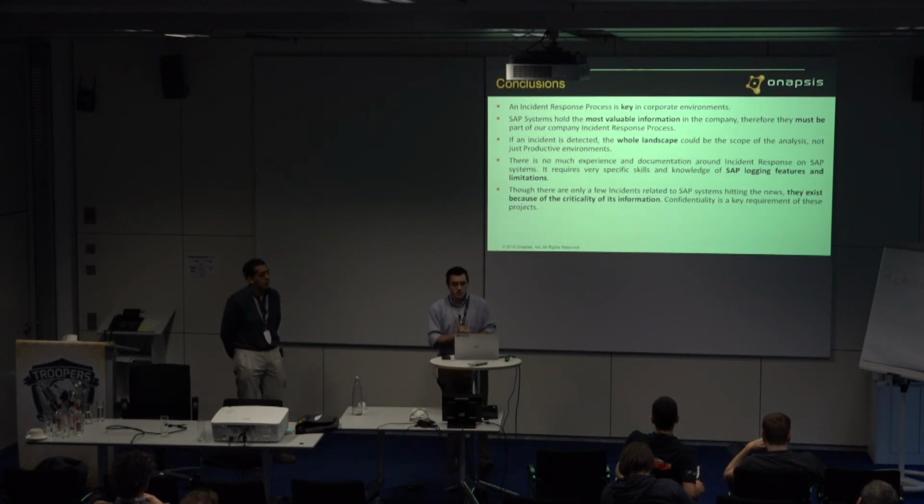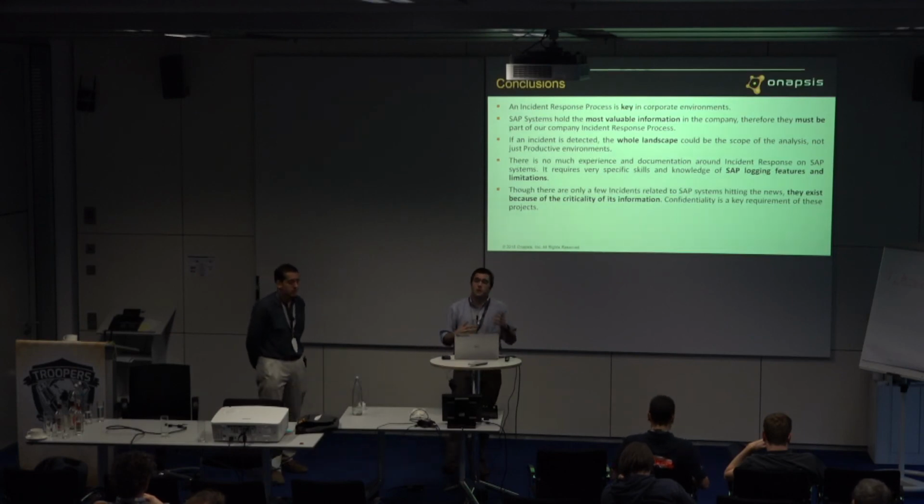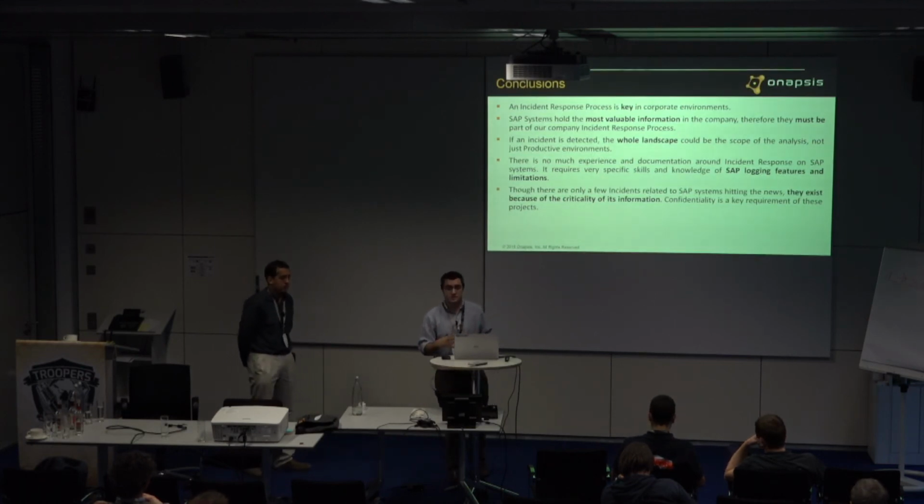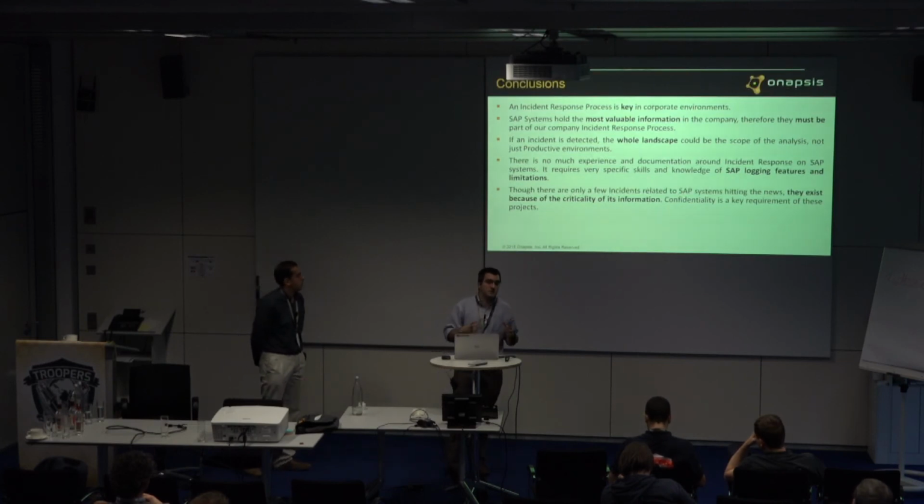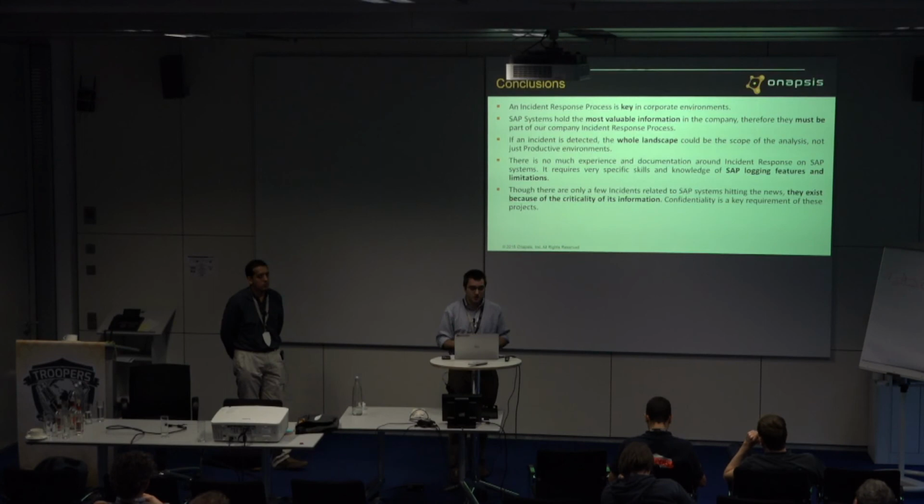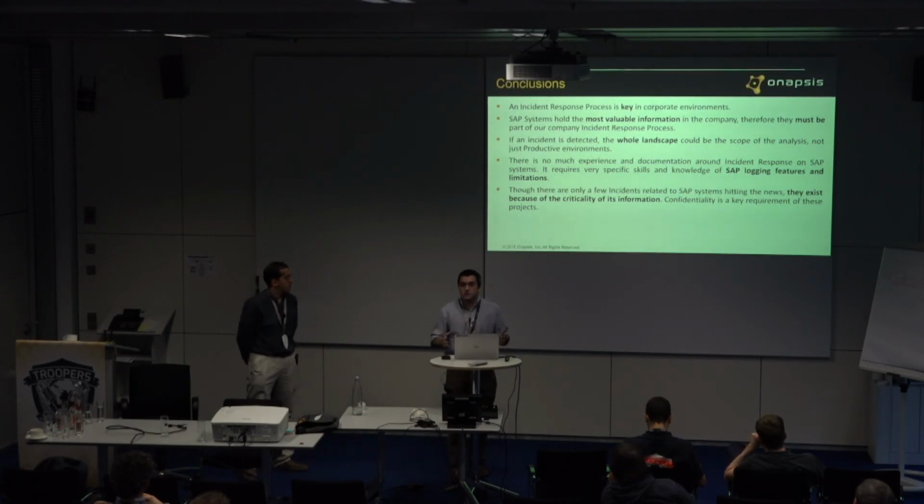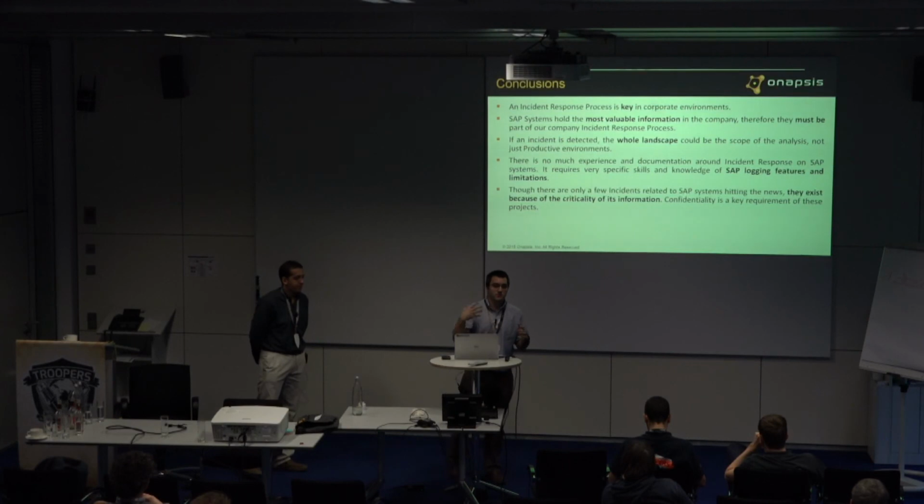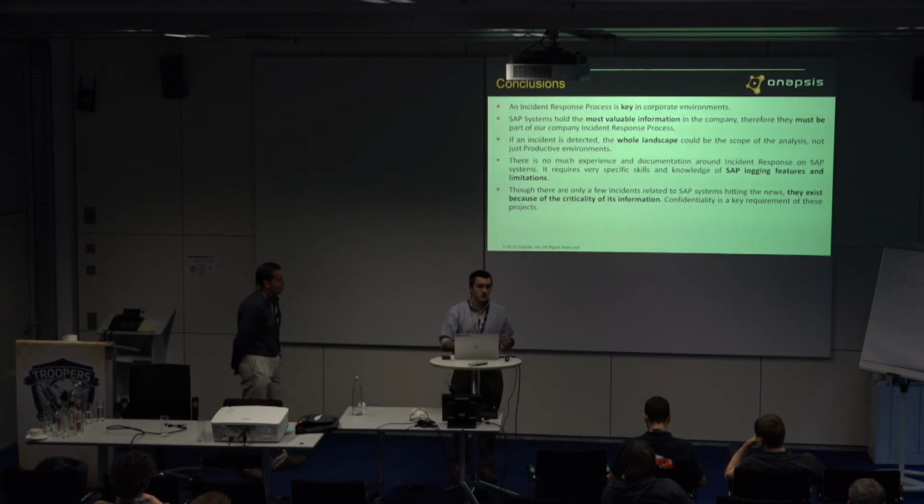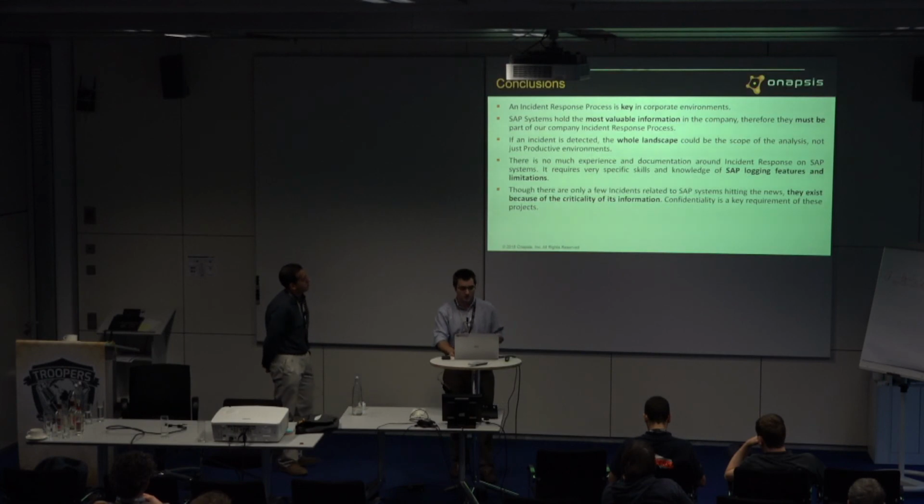Some conclusions: an incident response process is key. We definitely need to have that. Most likely big companies have something like this in a global approach. We also need to incorporate SAP systems in this because SAP systems are key and our company depends on them. It could be not only an isolated system, but many systems that could have been compromised. Therefore, we need to perform the analysis. We need to know the extent of the compromise. We need to know which information was compromised. I leave you the conclusions.